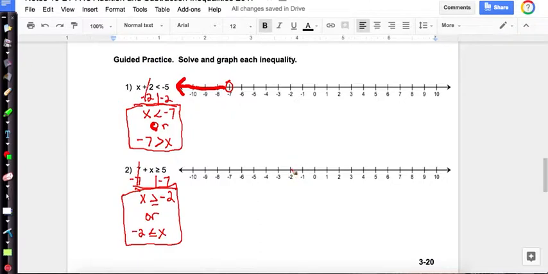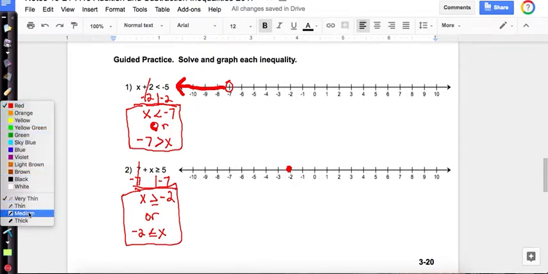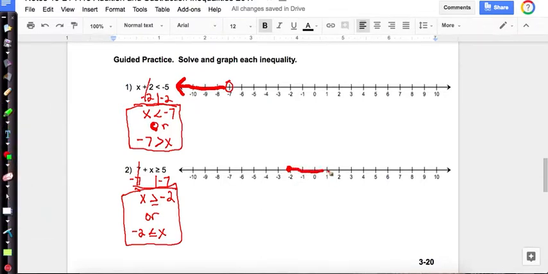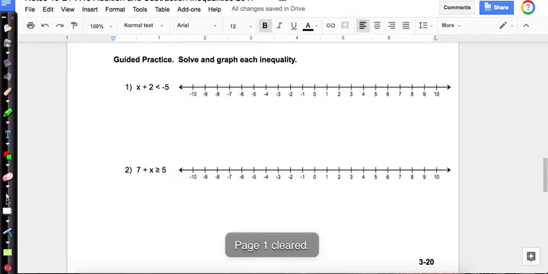So that means I'm going to do a closed circle on -2. And I'm going to shade greater than or equal to, which means I'm going to shade to the right. So greater than or equal to. Okay, so turn the page. And we've got 4 more examples to look at.